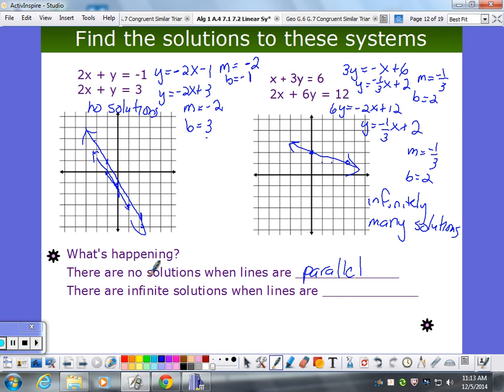So I know this isn't on here, but you might want to just write this statement down. There are no solutions when lines are parallel, and there are infinite solutions when lines are the same. So just take a moment. Write those two statements down. You guys can't be writing it down if you're doing whatever it is you're doing over there.